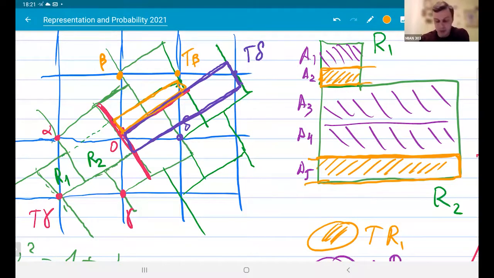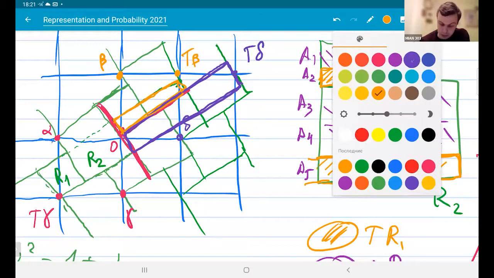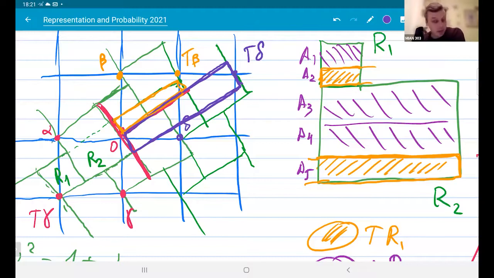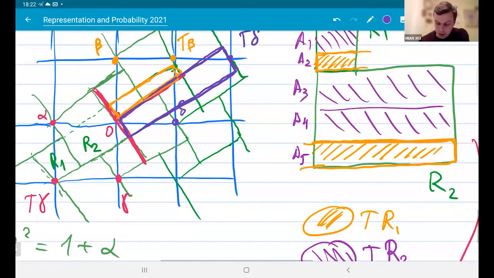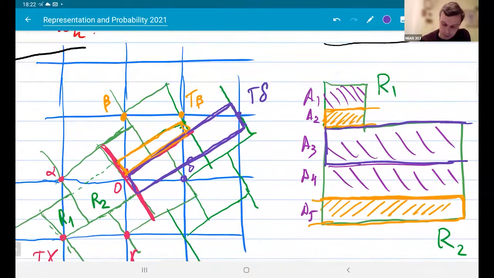So let me draw it like this. The same for this purple rectangle, which is the image of R2, and this image starts here. Then it goes here, and then it ends here.